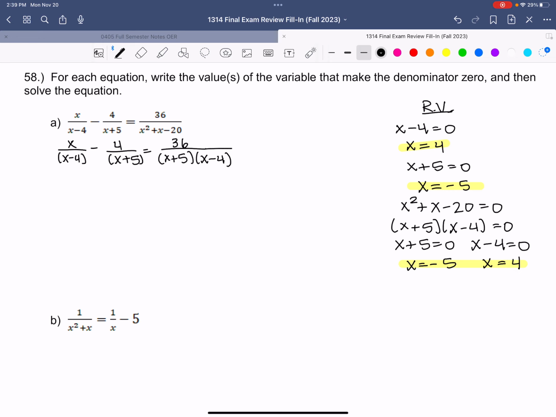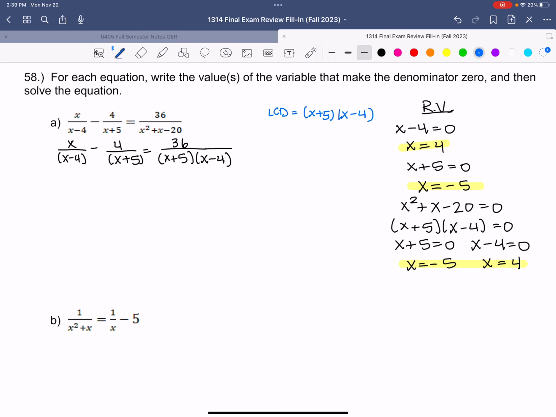Now it's a little bit easier to see the LCD, and the LCD is just the x plus 5 times x minus 4. So I'm going to write that just over here. LCD is x plus 5 times x minus 4. Okay, so if I multiply all the things by the LCD, what's going to happen is all the denominators are going to cancel out, right?